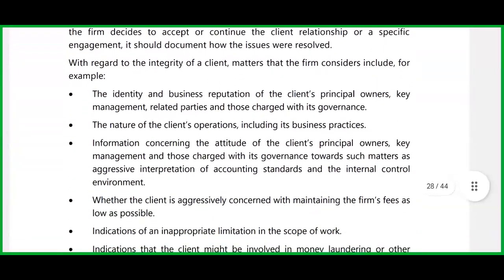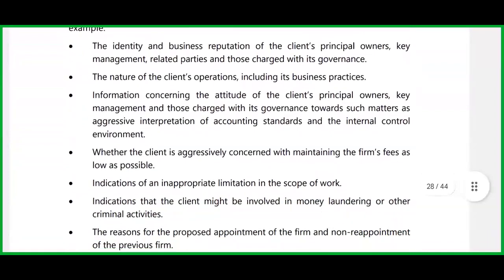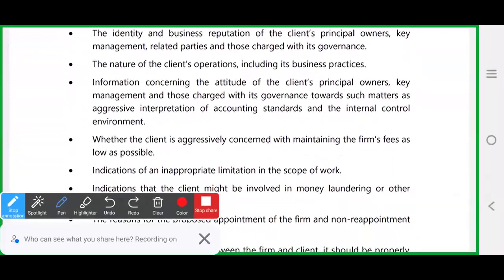So with regard to integrity, matters that a firm should consider: there should be a proper identity and reputation of the client, and the nature of the client's operation, including its business practices, should be clear enough. Information concerning the attitude of the client's principal owners with regard to the internal control environment should be clear. Whether the client is aggressively concerned with maintaining fees as low as possible, this is again a concern.